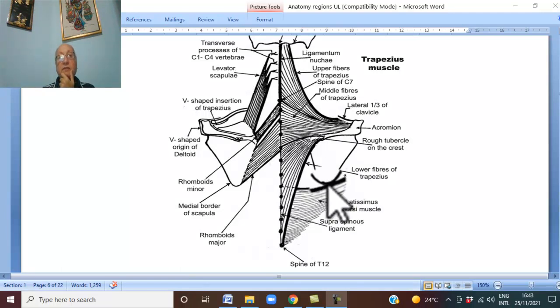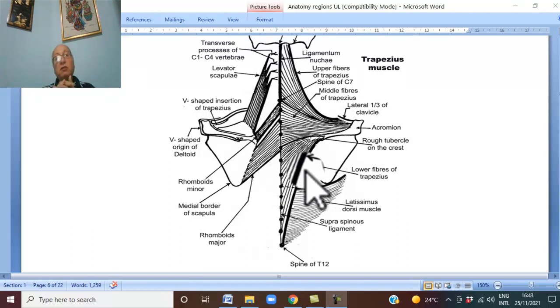Bounded below by what? Bounded below by the upper border of latissimus dorsi. The floor of this triangle here is this muscle. What is this muscle attached to the medial border of scapula? Rhomboid major muscle.